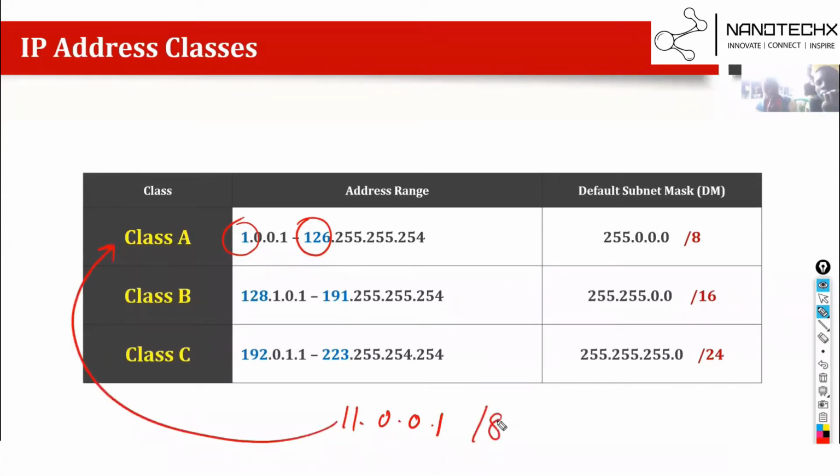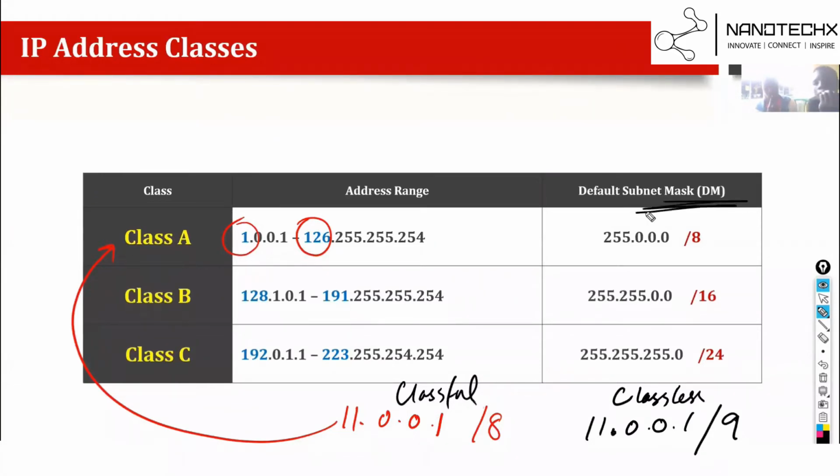Now, if for the same IP address, 10.11.0.1, I mention /9, this is no more classful. This one is now classless. So if an IP address has a subnet mask other than its default subnet mask, other than /8, other than /16, other than /24, then it is called classless. Clear on this point of classful and classless?